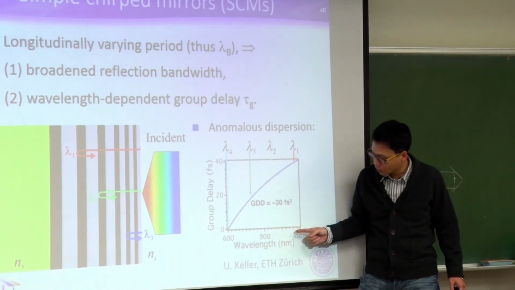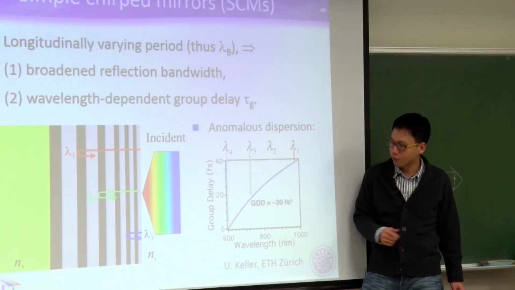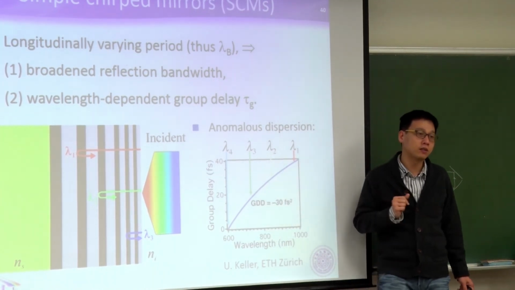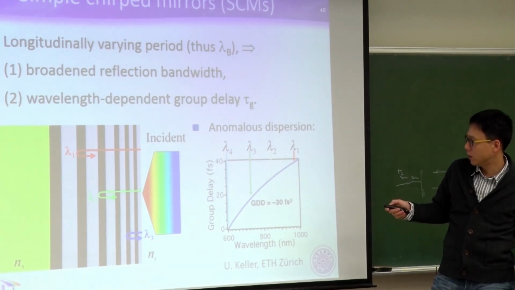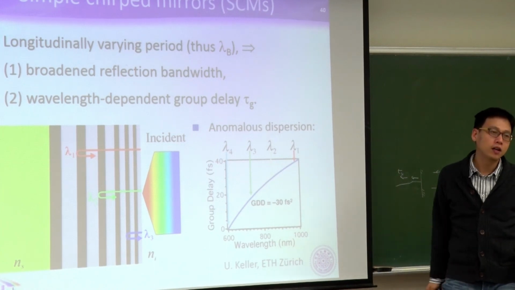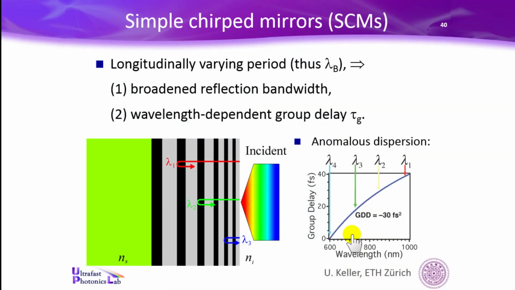So this is one example. Horizontal axis is the wavelength from short to long wavelength, from blue to red. And the group delay is a monotonically increasing function. So just like this picture, you have anomalous dispersion effective. Okay?